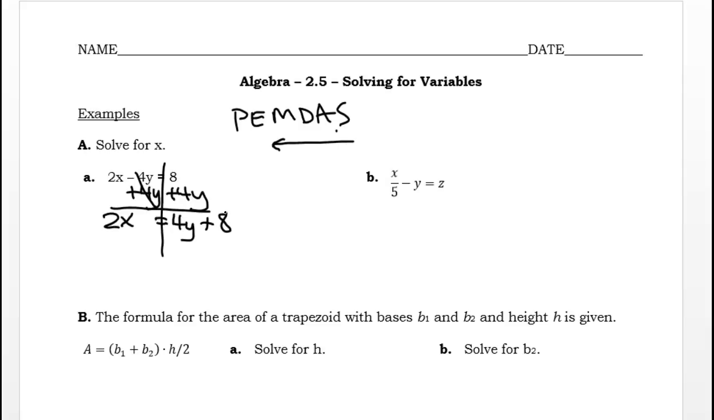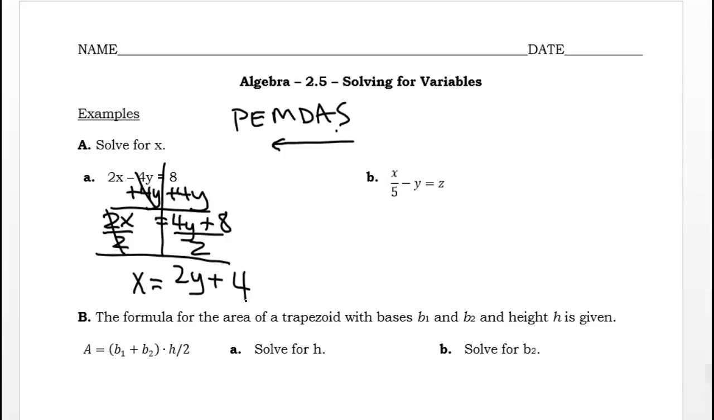Now we're going to undo our multiply divide. We have 2x, which is the same as 2 times x, and to undo times we use divide. We're going to divide both sides of this equation by 2. So 2 divided by 2 is the invisible 1. Those eliminate. And on the right side of the equation, we're going to divide all of our coefficients by 2. So 4y divided by 2 is 2y, plus stays plus. 8 divided by 2 is 4, and that's that.